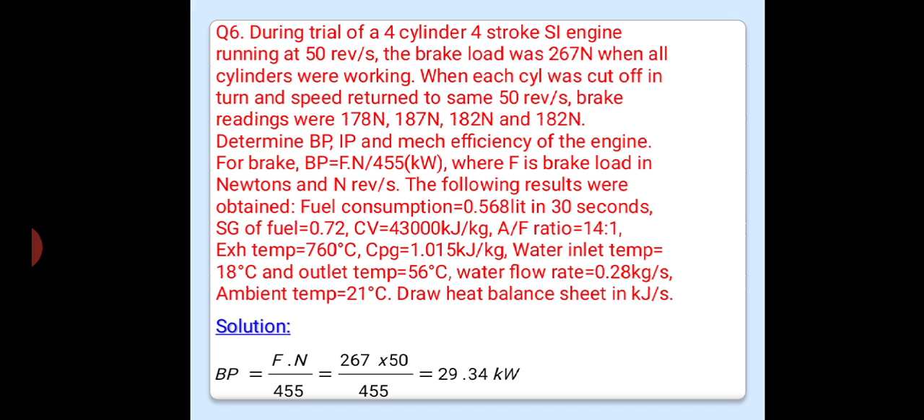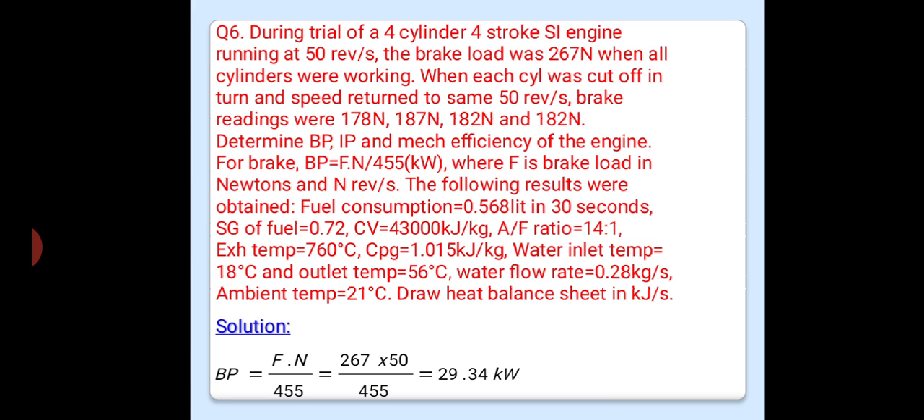For brake power, BP is equal to F into N divided by 455 kilowatt, where F is the brake load in Newton and N is revolutions per second. The following results were obtained. Fuel consumption 0.568 liter in 30 seconds. Specific gravity of fuel 0.72. Calorific value of fuel 43,000 kilojoule per kg. Air fuel ratio 14:1. Exhaust temperature 760 degrees Celsius.